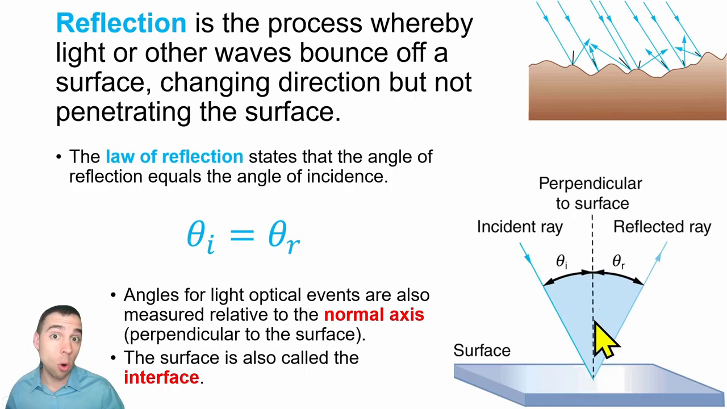This we call the normal axis because it is normal to the surface. It is perpendicular to the actual mirror. So this dashed line is the normal line, and that is the line that we measure the incident angle and the reflected angle with respect to. Whatever surface causes the optical event, we will call that boundary between the air and the mirror itself an interface.